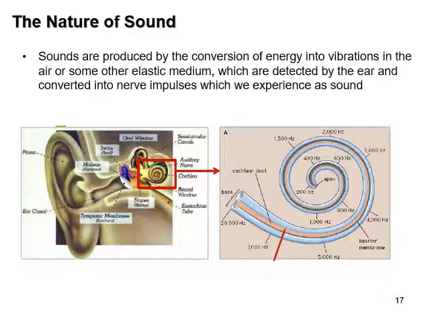So let's first talk about the nature of sound and how we as humans hear things. Sounds are produced by the conversion of energy into vibrations in the air or some other elastic medium, which are detected by the ear and converted into nerve impulses, which we experience as sound. Let's talk a little bit about this idea.